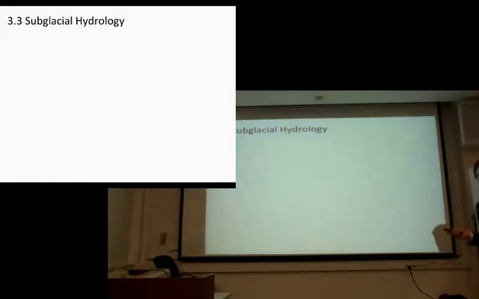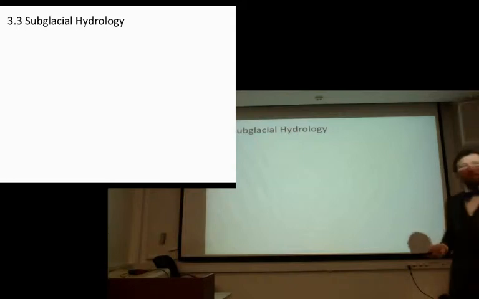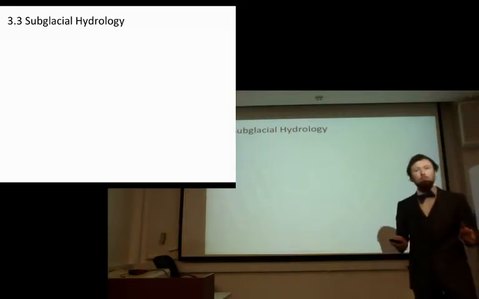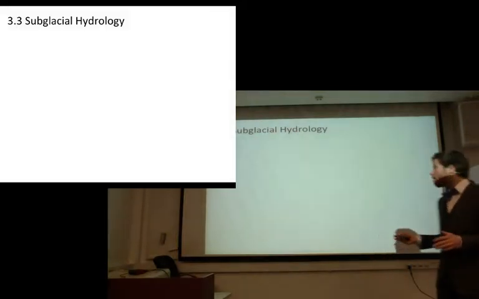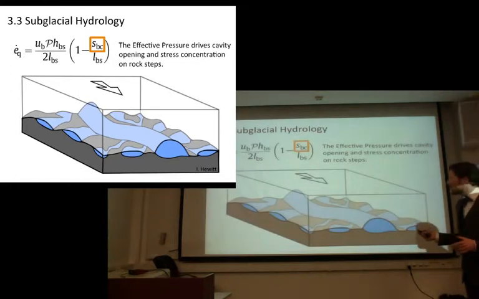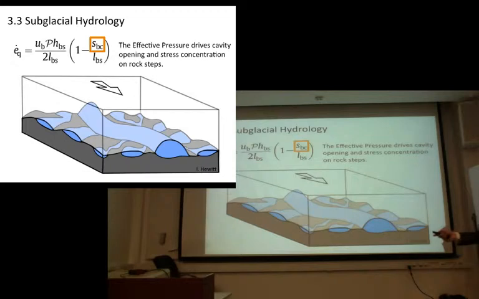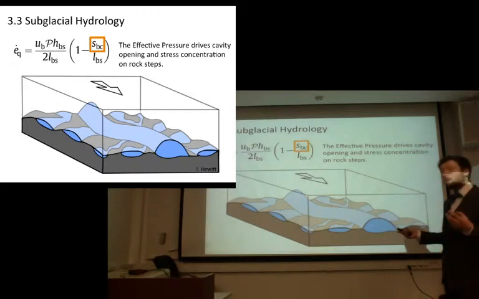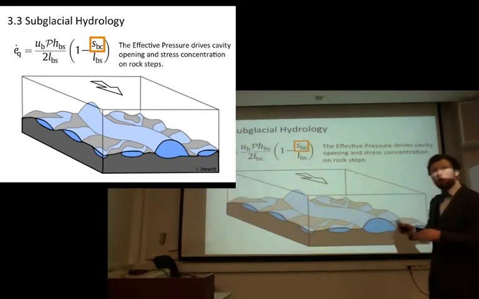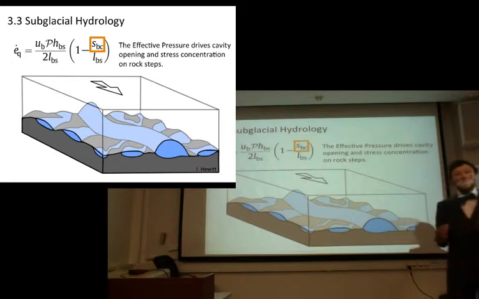Now, glacial hydrology, kind of my favorite topic, is what we're going to talk about later today. We're going to talk about these cavities. We have this equation with erosion rates for quarrying, and I mentioned that we have these open cavities, and they are related to water pressure.